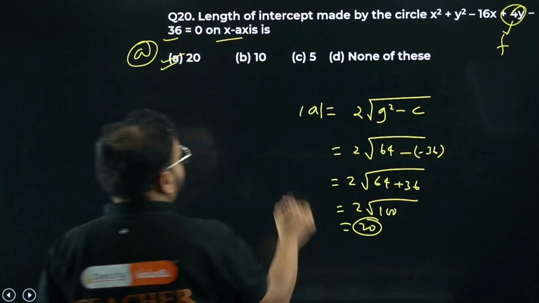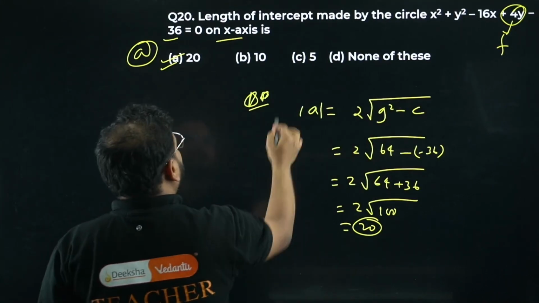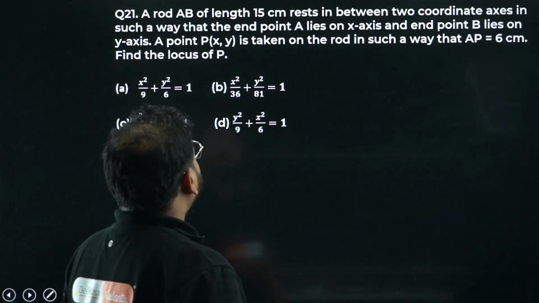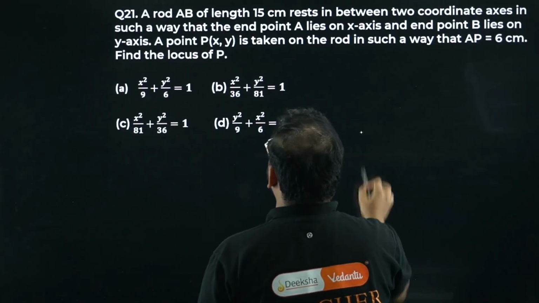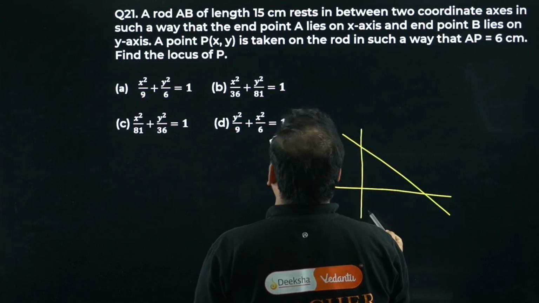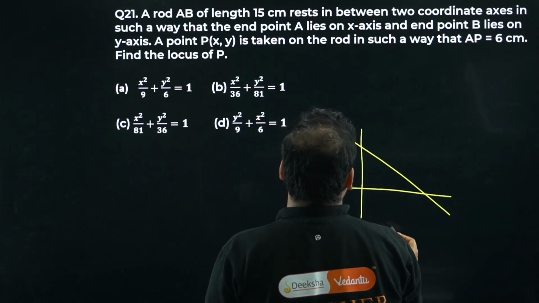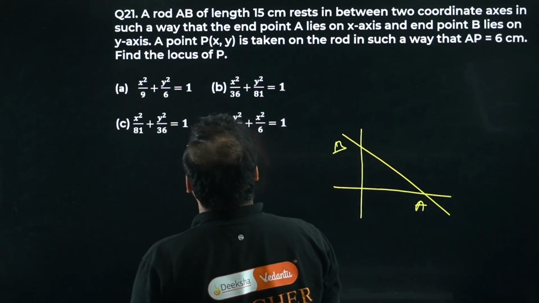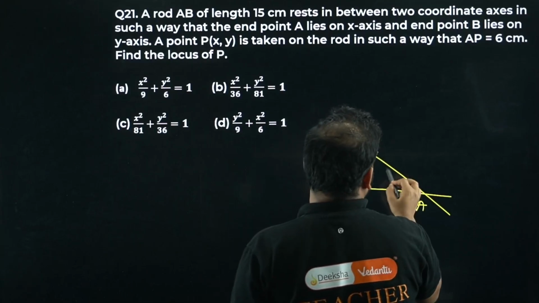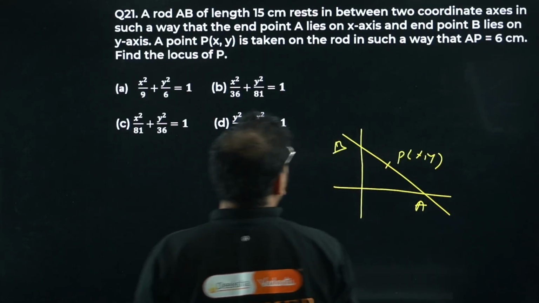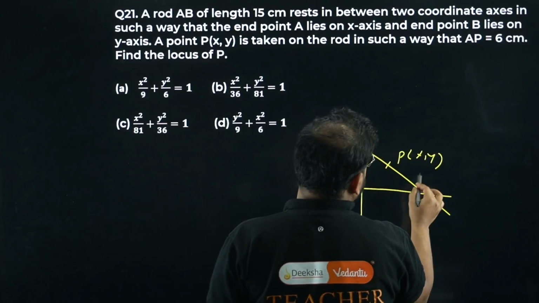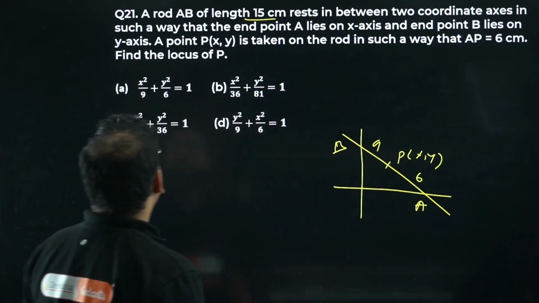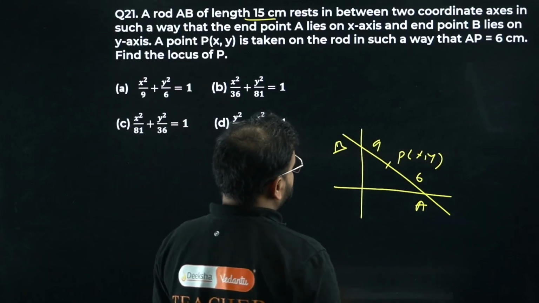Very, very important. This is very, very important. Question 21 now. A rod AB of length 15 centimeter rests between two coordinate axes in such a way that end A lies on the x-axis and end B lies on the y-axis. Point P(x, y) is taken on the rod. Point P is over here, x comma y, such that AP is 6. This is 6, so this has to be 9 because the total is 15. Okay, what are they asking? Find the locus of P.